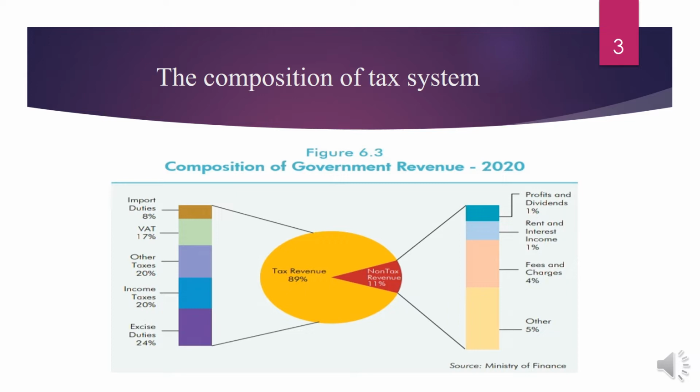By 2020, 20% of the government's total tax revenue was contributed by income tax and 8% of the total tax revenue of the government was contributed by import duties. 17% of the total tax revenue of the government was contributed by VAT. 24% of the total tax revenue of the government was contributed by excise duty.